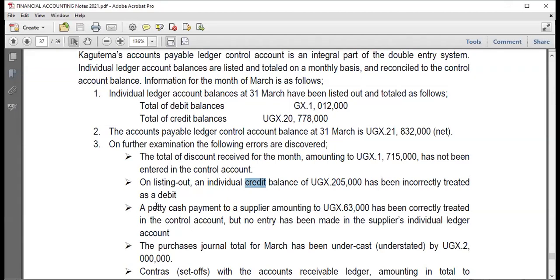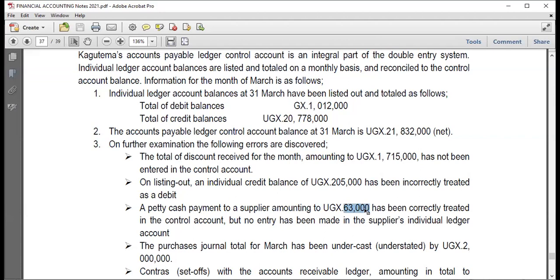So in the same way, we also had a similar case here where they say that a petty cash payment to a supplier amounting to 63,000 had been correctly treated in the control account. So this we also didn't tackle because it was already treated right in the control account. But then they are telling us that no entry had been entered in the supplier's individual ledger accounts. So we should make this entry within our supplier ledger account.